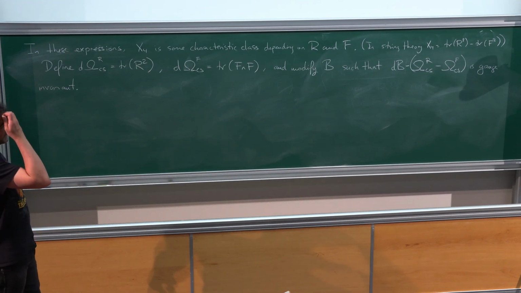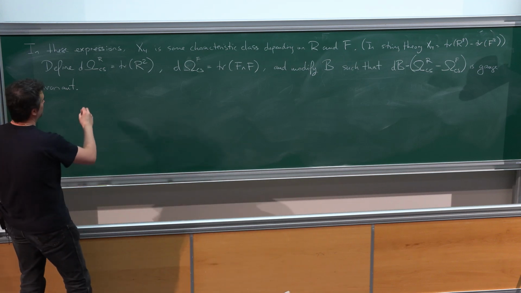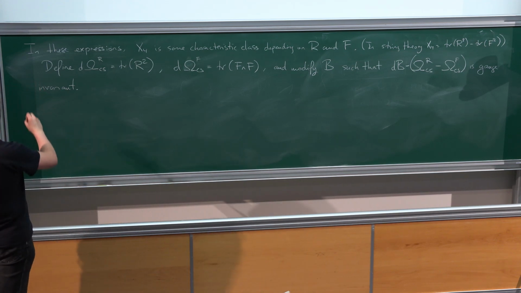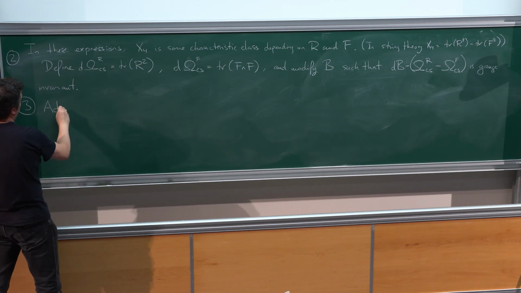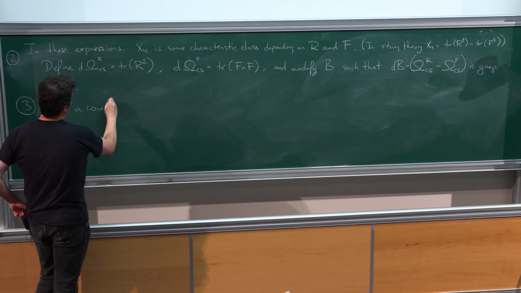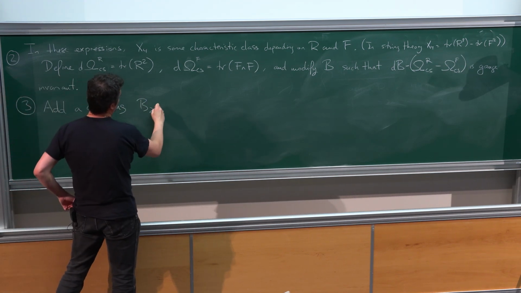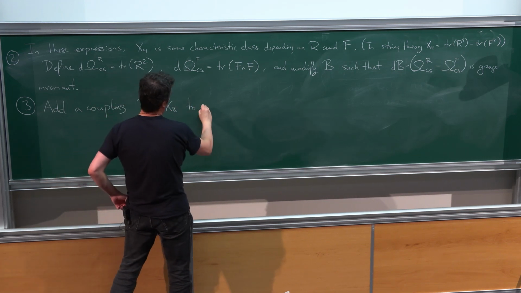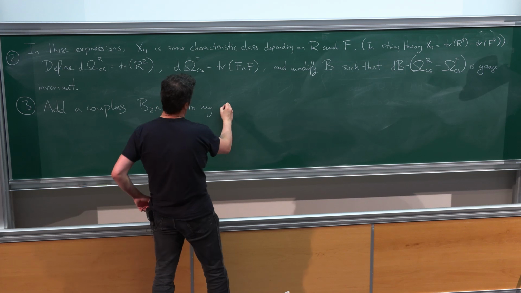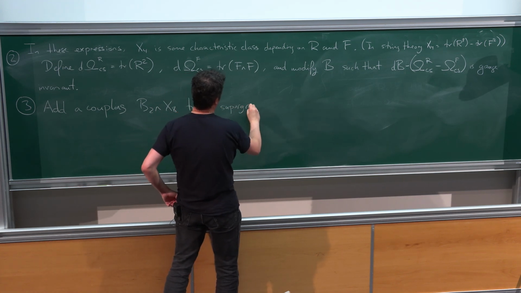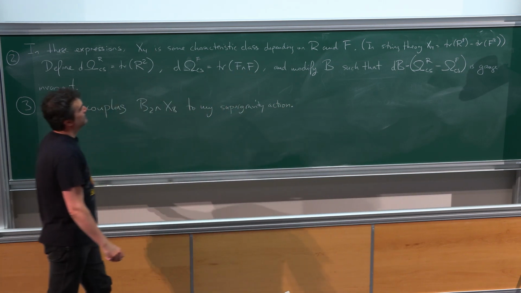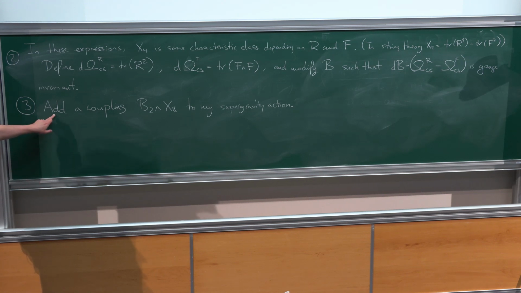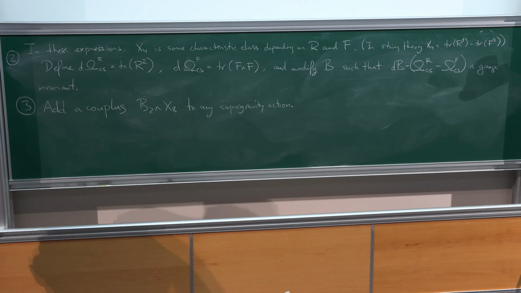Okay, so now I have changed the nature of my B field. So this is step 1. This is 2, and step 3, I add the coupling B2 wedge X8 to my supergravity action. If the word add here bothers anybody, please hold your complaints for a second. We'll come to that point immediately.